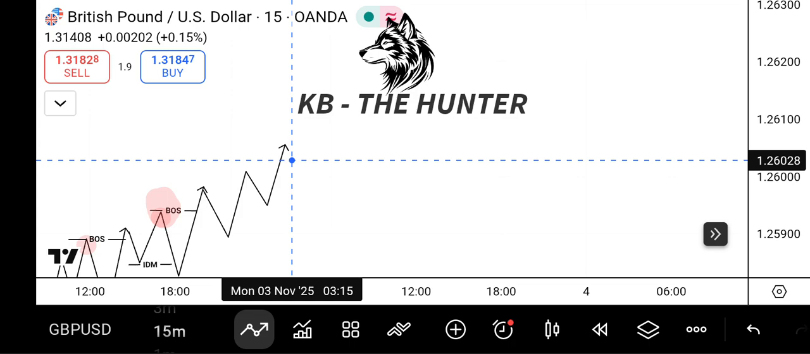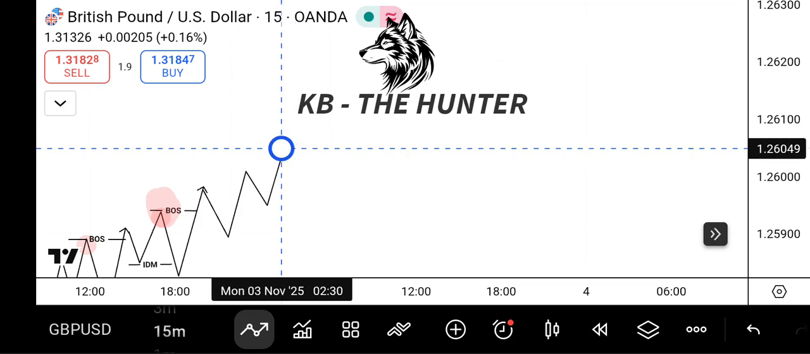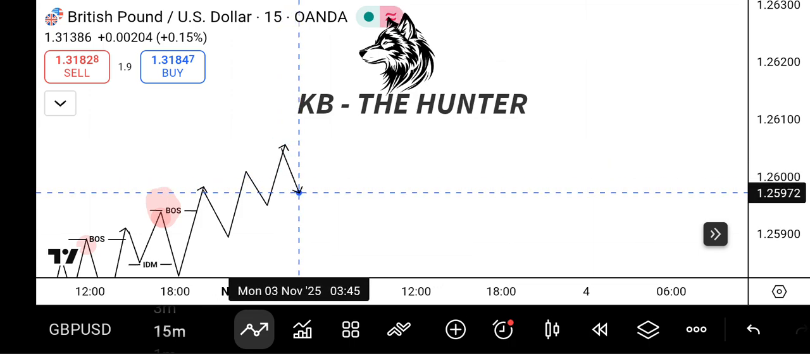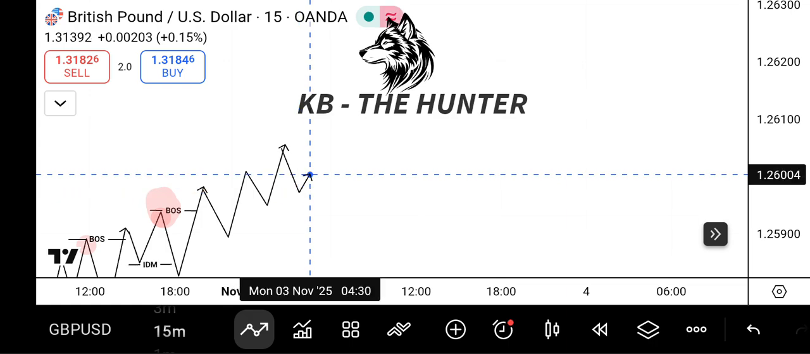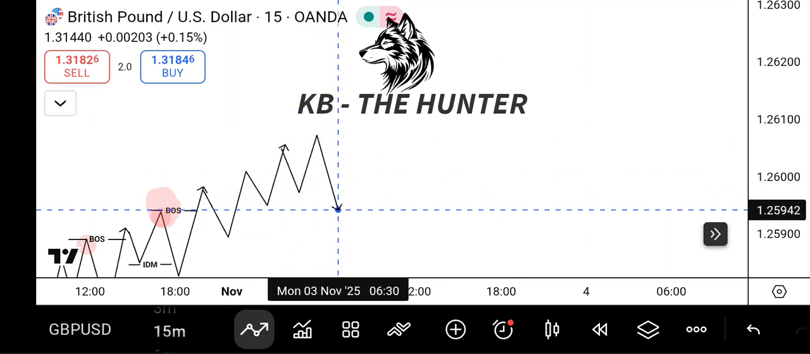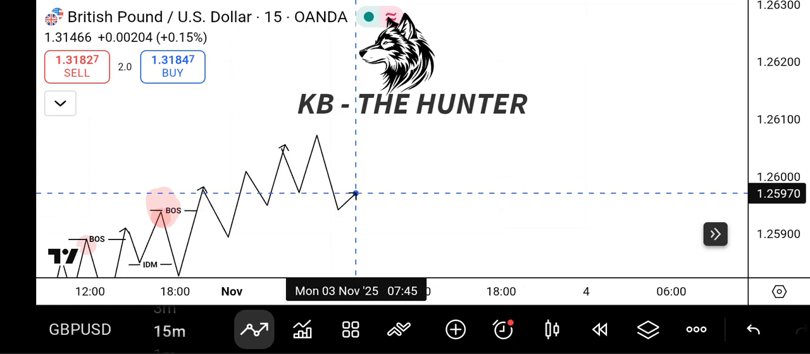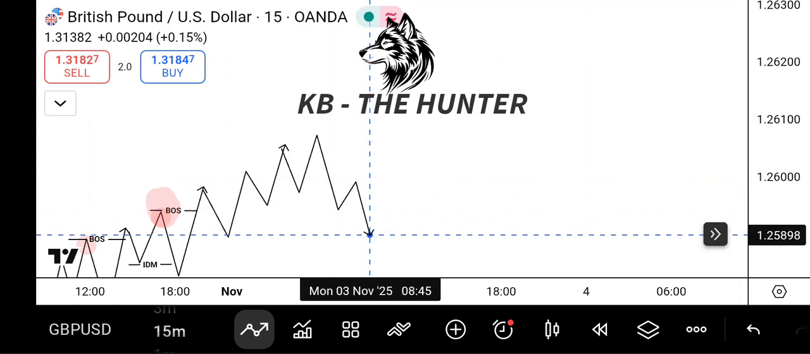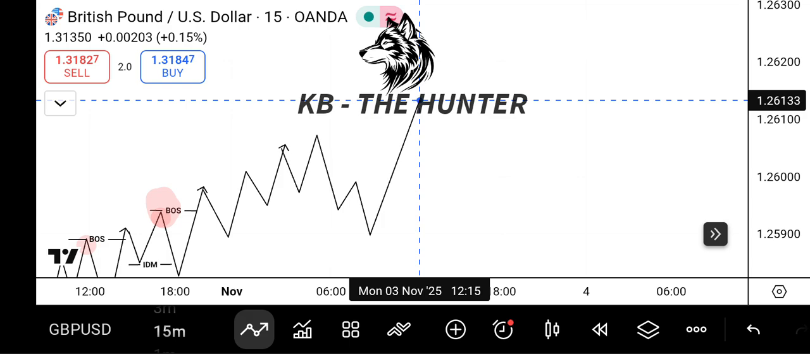So let us assume market still refused to take inducement and then did something like this. Then we have a new high. We have a new high. The market might do something like this, then continue back up.